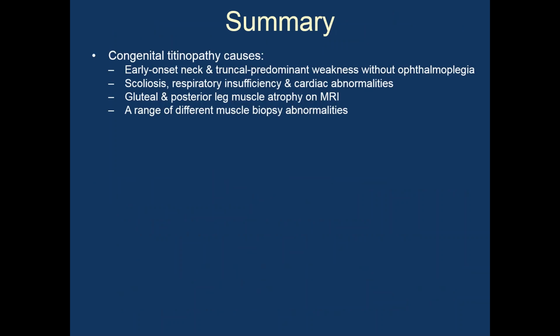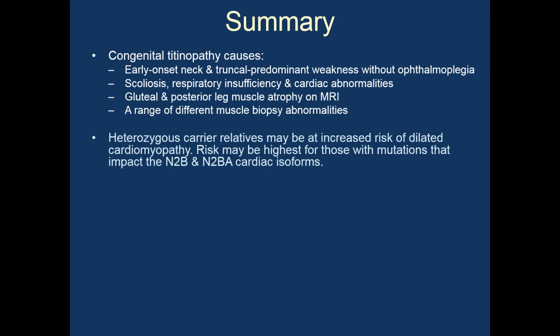So in summary, from this study, we found that congenital titinopathy causes early onset neck and truncal weakness, so spine, chest wall weakness without eye movement involvement. Scoliosis, respiratory involvement, and cardiac abnormalities are really common, and they're the things that we worry most about in our patients. We've got a good picture of what it looks like on MRI, and we know that there are a range of different muscle biopsy abnormalities.